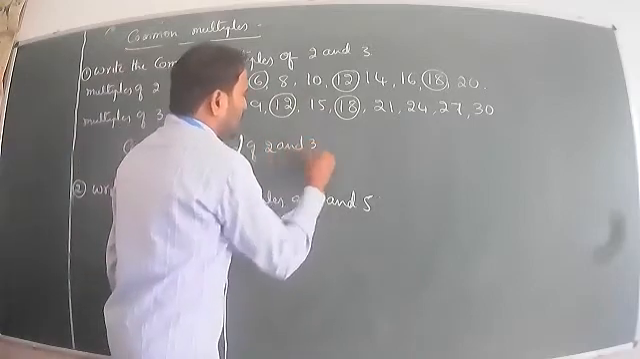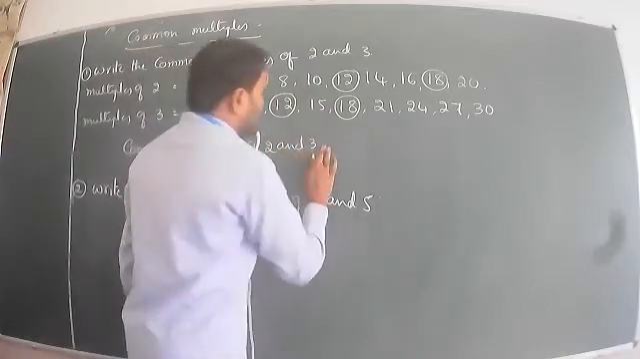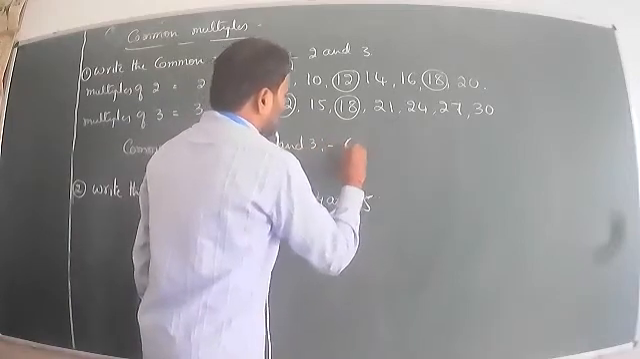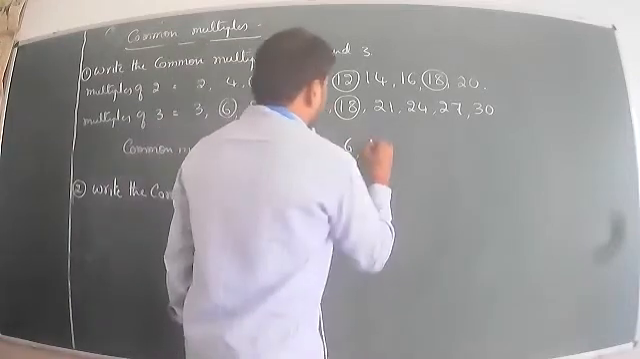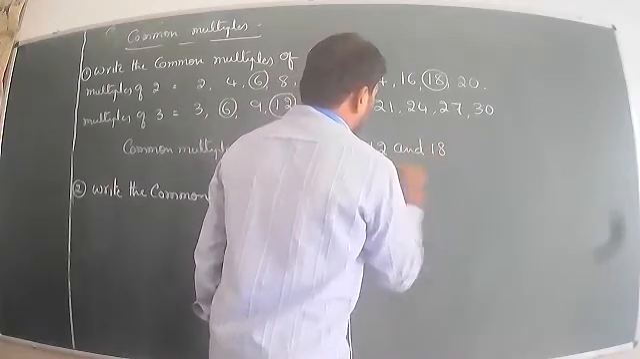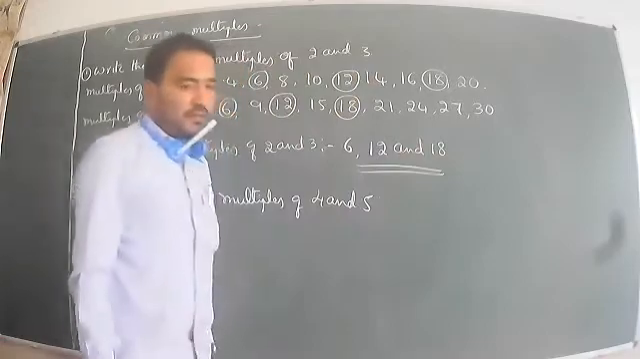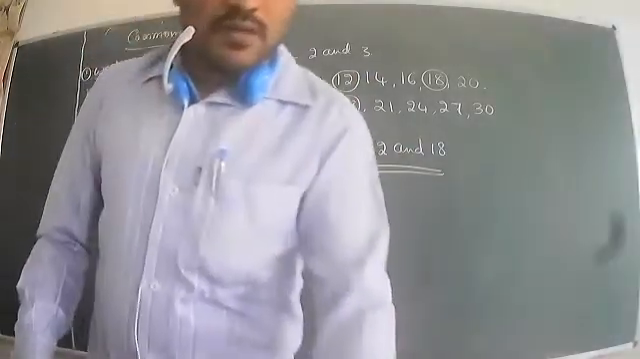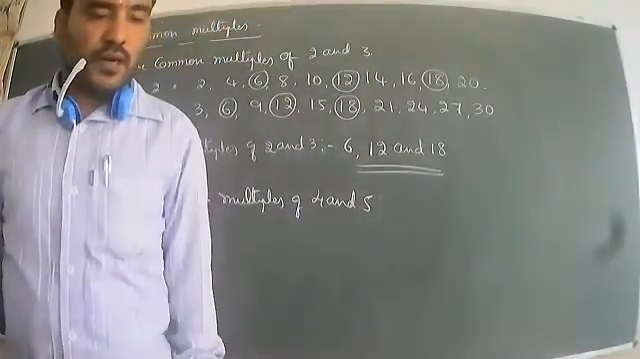What are the numbers of common multiples? 6, 12 and 18. These are the common multiples of 2 and 3.